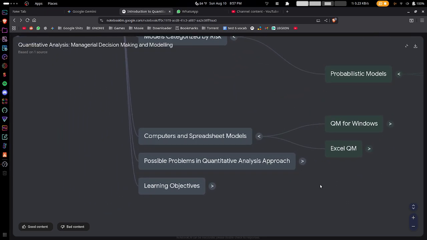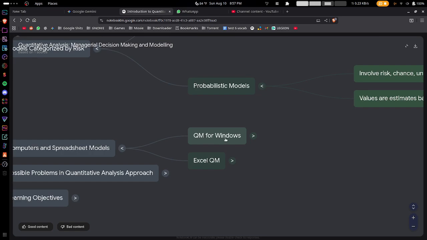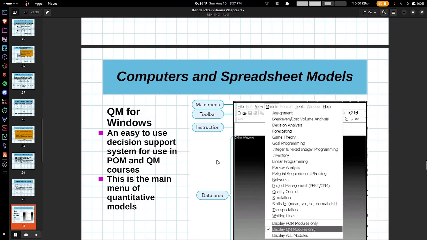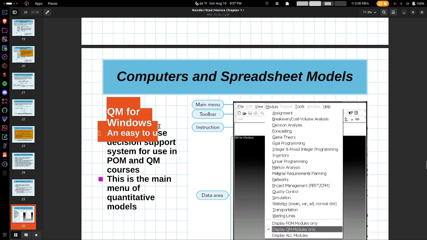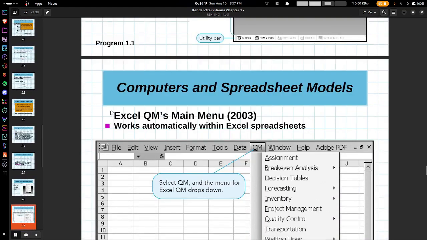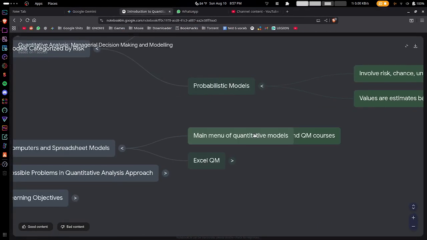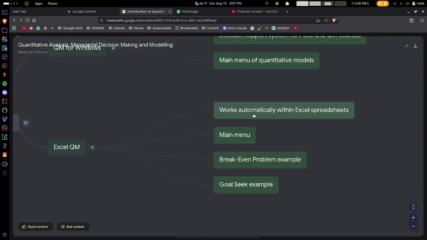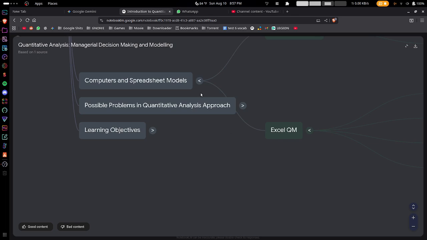Computer and spreadsheet models: QM for Windows and Excel QM. This is QM for Windows, and this is Excel QM. I don't need to read it; I pretty much know this. QM for Windows is a decision support system for POM and QM courses, mainly of quantitative models. Excel QM works automatically with an Excel spreadsheet, with a main menu, break-even problems, and a goal-seek example.